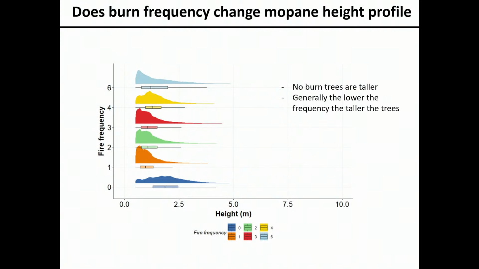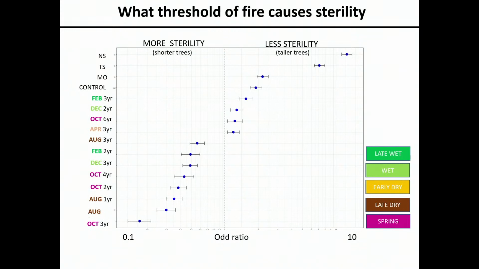That's great, but I'm not really interested in what determines Mopani height. I want to know how many sterile trees there are in the landscape, so how many trees are actually above 4 meters. So if we do some logistic regressions here, we get some basic answers.